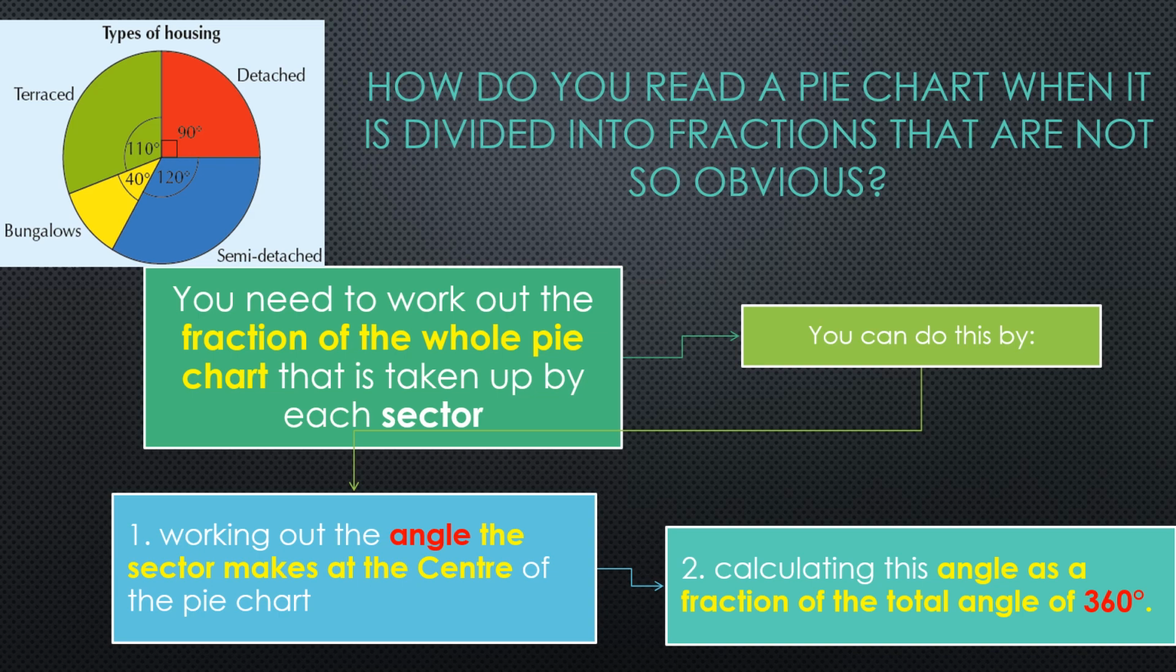So if the fraction is not obvious, you find the angle of each sector. And then you calculate this angle as a fraction of the total, which means when you find this angle, you put it over 360 degrees. Then you multiply it by the total number given in the exercise.